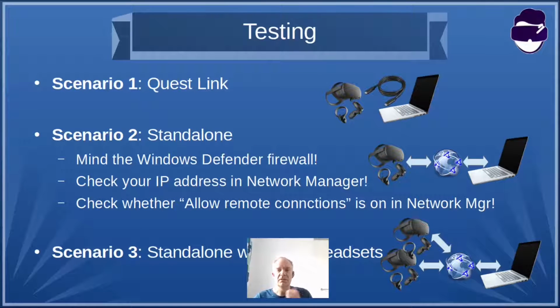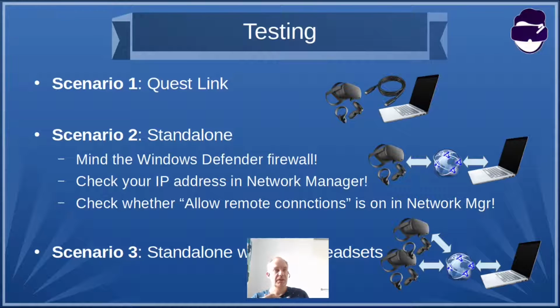So please, as a reminder for scenario 2, standalone, mind your Windows Defender firewall or any other firewall that you have. Make sure that your incoming traffic from your virtual reality headset is not bouncing off the firewall. Check your IP address in your network manager. If you click client and nothing's happening, 99 out of 100, your IP address is wrong. And also make sure that you check the box allow remote connections in your network manager. You should not forget that.